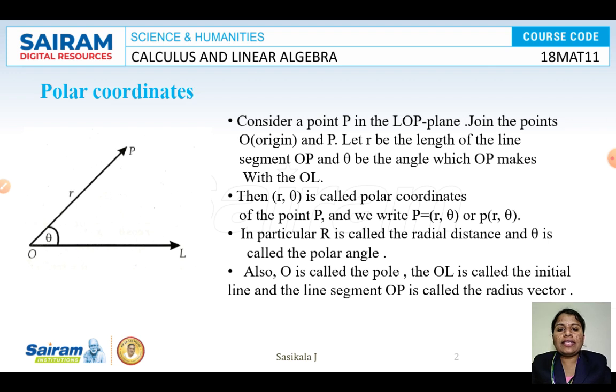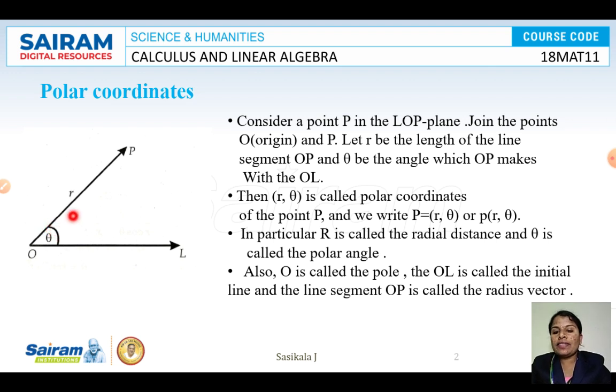You can consider a point P in the plane, right? Join the origin O and the point P. You are going to join this line OP, and let r be the length of the line segment OP, and theta is the angle made from OP and OL, measured anti-clockwise.